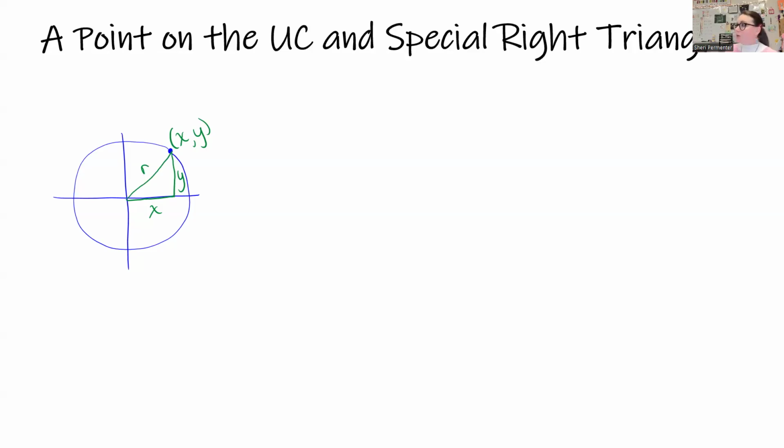We have a couple of special right triangles that we're going to be seeing inside of the unit circle. The special right triangles that we're going to see over and over and over again: we've got one that is a 45, 45, 90, and then we have one that is a 30, 60, 90 right triangle, and they have ratios that go around them.